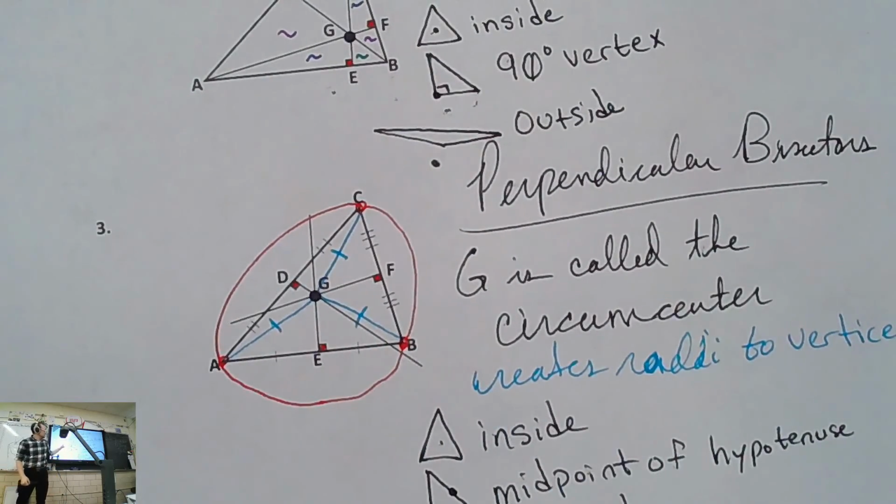The radii of this is going to be the vertices. How do I know that? Because the circle goes on the outside. So from the center to the circle is a vertex.